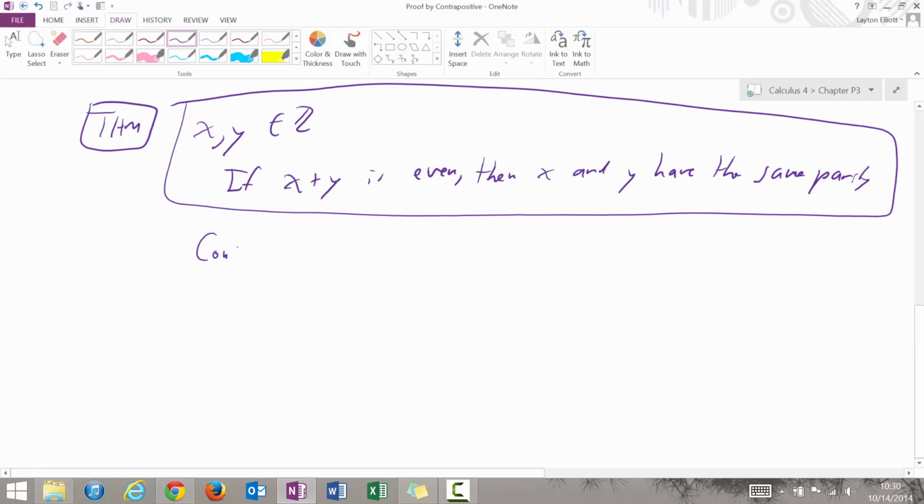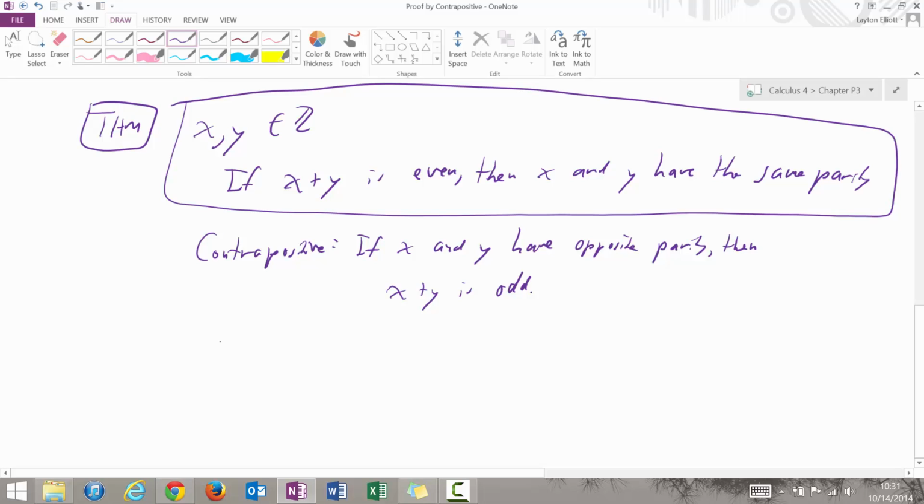We start a proof by contrapositive by writing the contrapositive statement so we can prove that. If x and y have opposite parity, and that's more of a specific statement than saying they have different parity, because there are only two possibilities, then x plus y is odd. This is actually a little bit easier to prove.